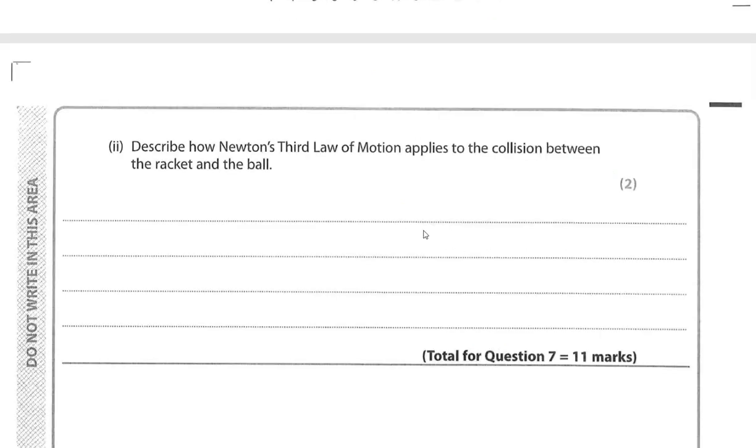Now Newton's third law, you guys know this. Forces are equal and opposite. For example, if I have an object A, this object A exerts a force on an object B. Now object B is going to exert an equal force but in the opposite direction, on different objects. So this is Newton's third law.